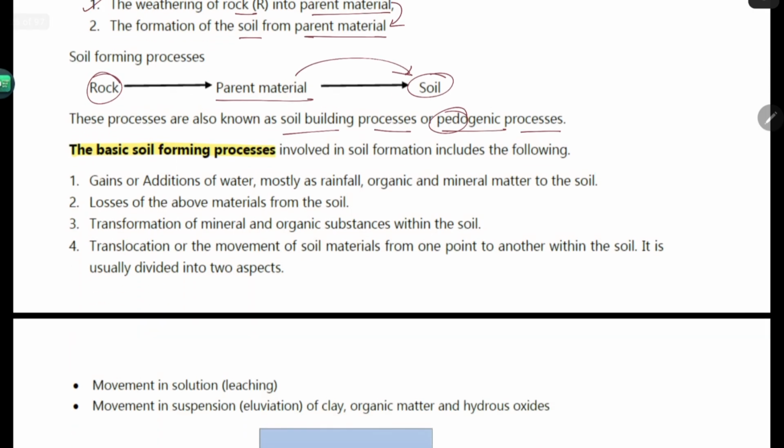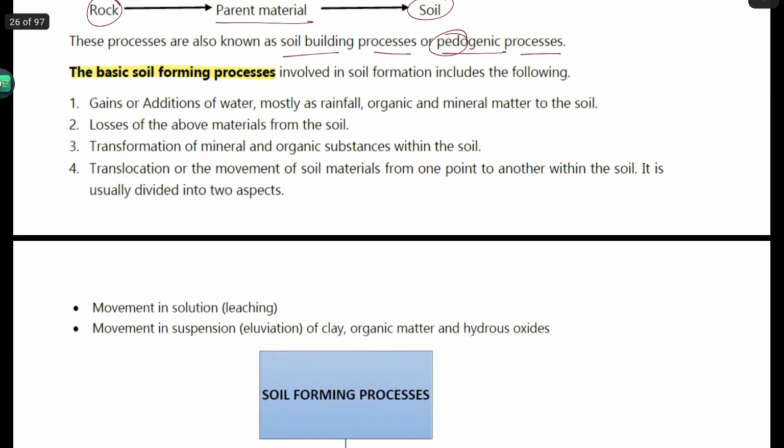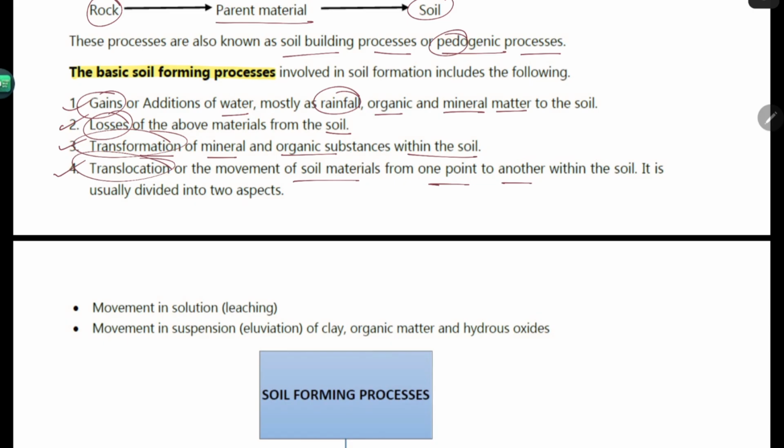The basic processes involved in soil formation include, first, addition of water due to rainfall, then organic, mineral and metal addition. First it gains, then next it loses the above material from the soil and helps in transformation of the mineral and organic substance within the soil. The next is translocation. So basically it gains, loses, transforms and translocates the soil material from one point to another within the soil.